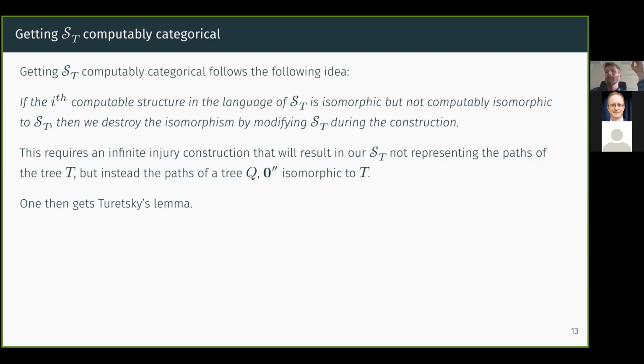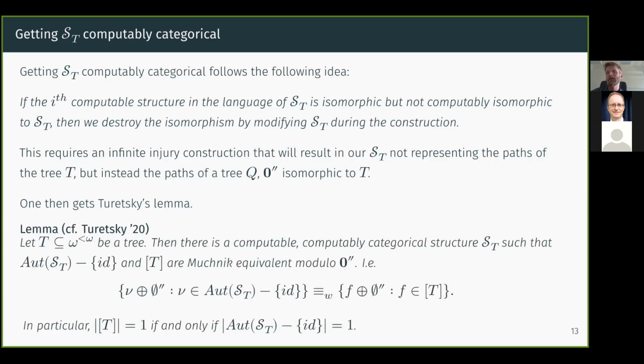The result will be that the ST that we get out of this construction is not representing the path through the tree T anymore, but it's going to instead represent paths through a tree Q, which is zero double jump isomorphic to the original tree T. So this is where the zero double jump comes in the equivalence between the automorphisms and paths. And using these, we would get Turetsky's lemma. So in the second step, we would get this zero double jump here and here.